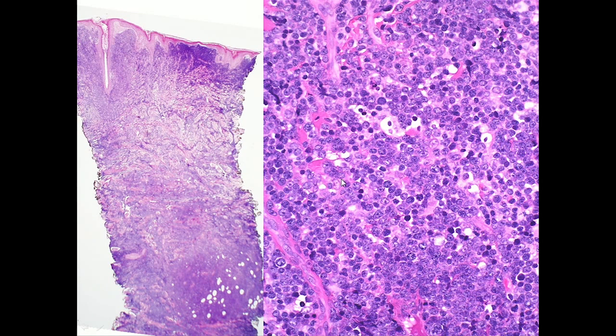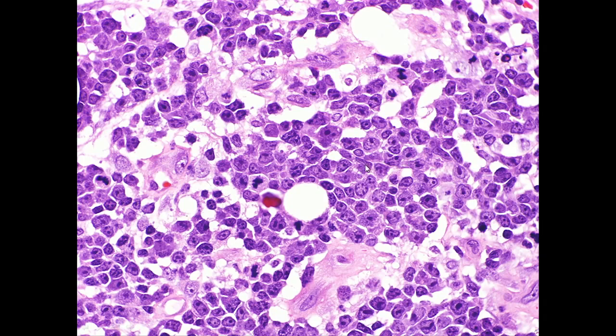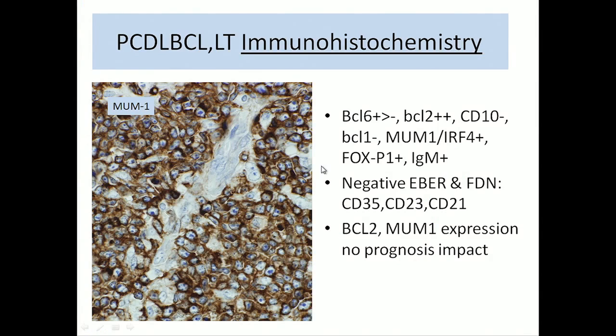The morphology is very characteristic. No evidence of nodularity whatsoever. Again, very important. I cannot emphasize enough the importance of looking for any remnants of germinal centers. Completely diffuse, the cells very large, very round, very prominent nucleoli, high mitotic rate in those cases. Strong MUM1 expression, strong FOXP1 expression, strong IgM expression, negative for EBER.